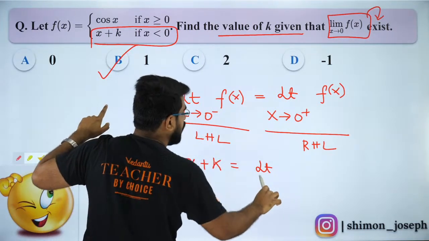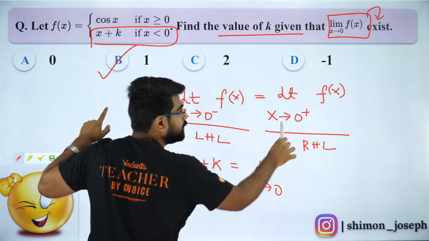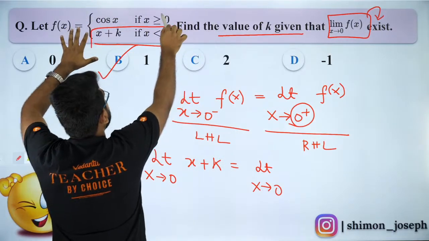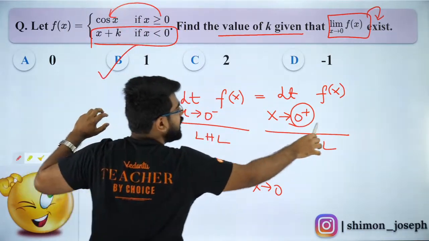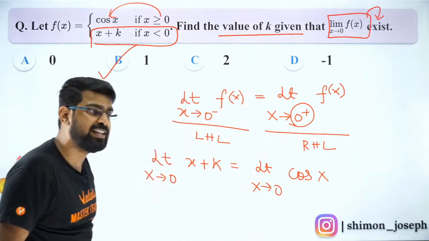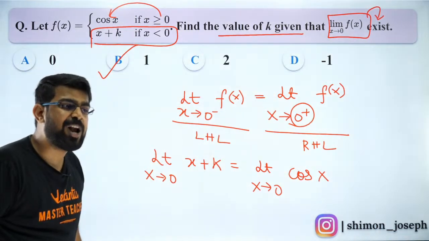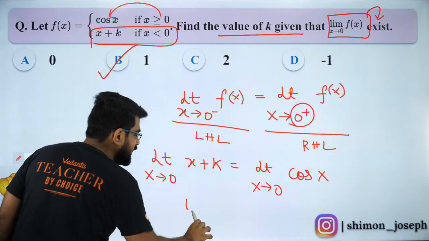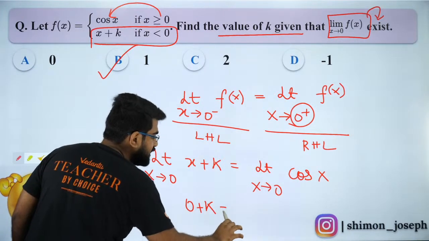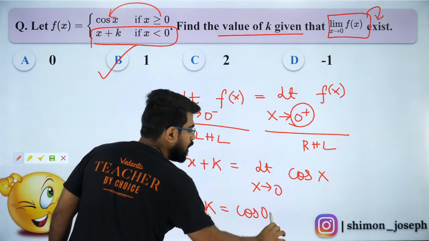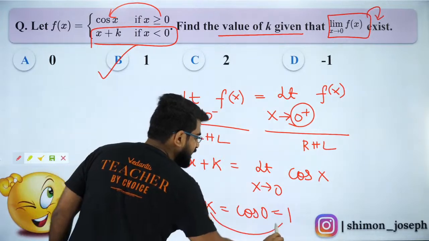And this will be equal to limit x tending to 0 of my right side function because x is 0 plus. 0 plus means to the right side of 0. So I will choose this function. So f of x here is cos x. Did you all like that beautiful step? That's it. Now just put x equal to 0. You will get 0 plus k is equal to cos 0. Cos 0 is 1. Therefore, k is equal to 1.